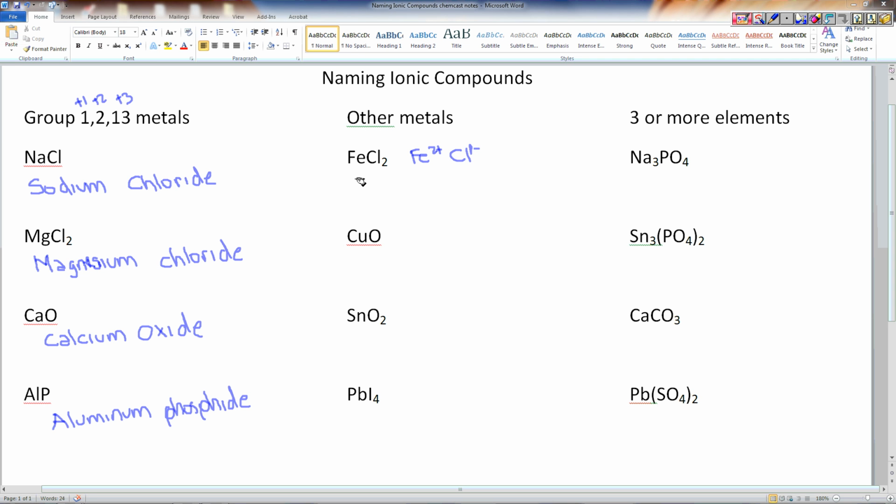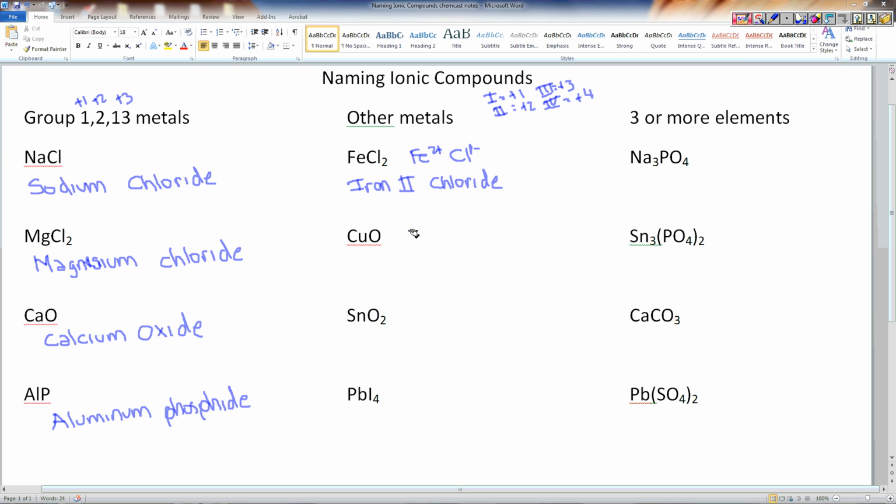So what do we call this? Well, we named the metal. We've specified a charge with a Roman numeral. Named the anion, and we're done. In case you're not familiar with your Roman numerals, Roman numeral 1 is positive 1. Roman numeral 2 is positive 2. 3 is positive 3. And this one, IV, is positive 4. There's 5 and 6, but these are the more common ones.